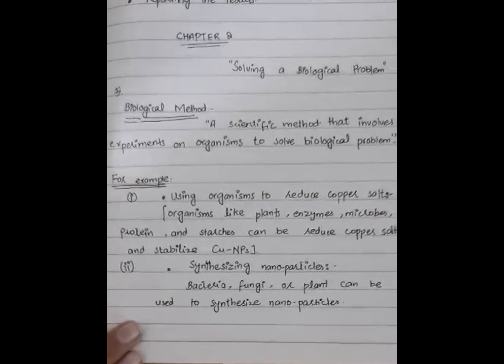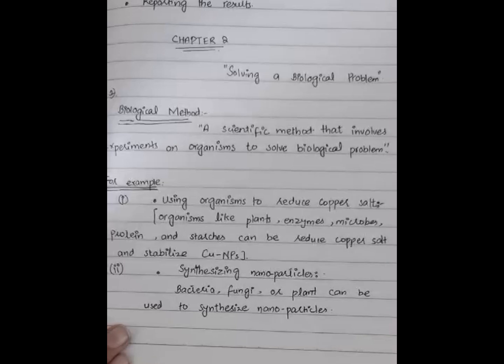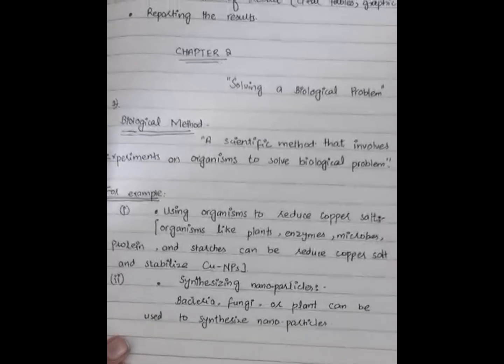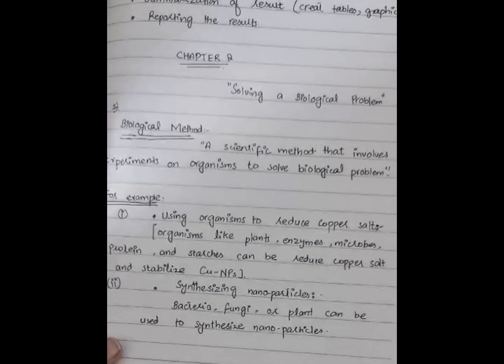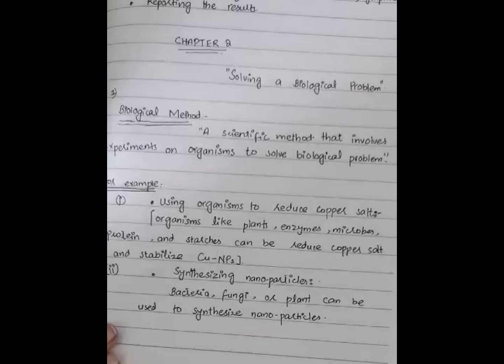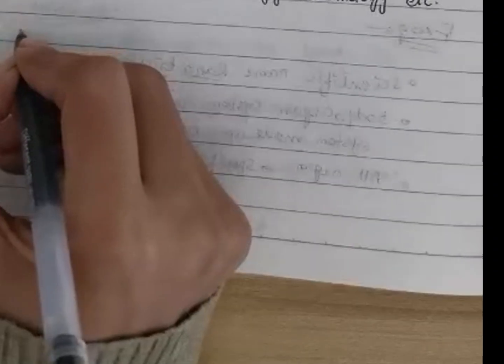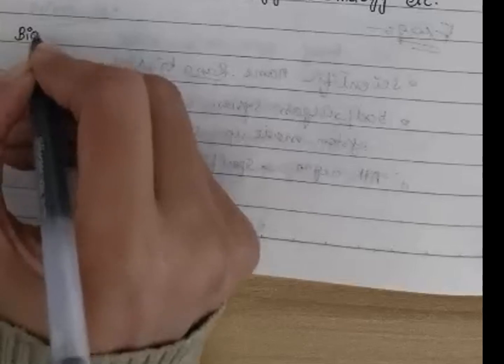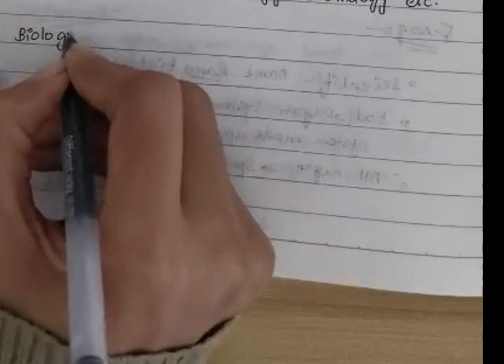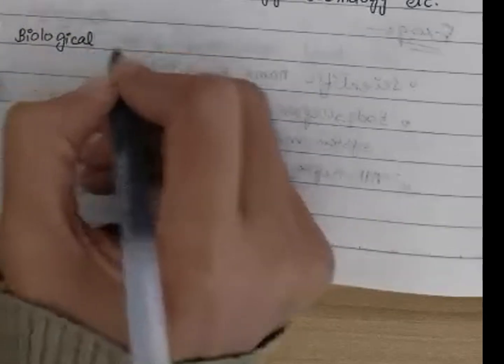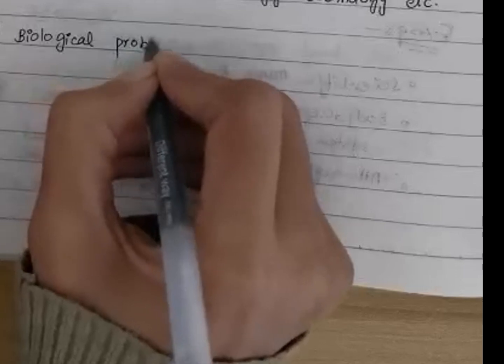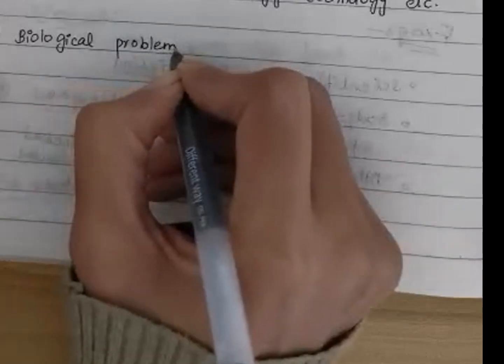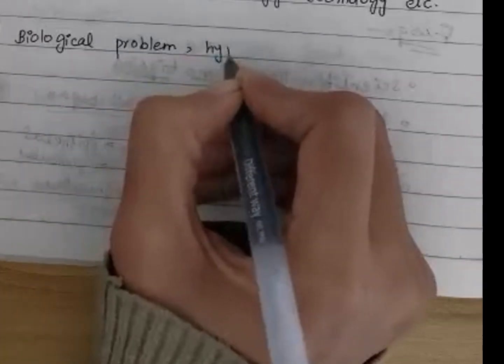The second thing is that we will write the steps of the biological method: the biological problem, hypotheses, deductions and experiments. The biological method has 7 steps to solve a biological problem in a scientific way.